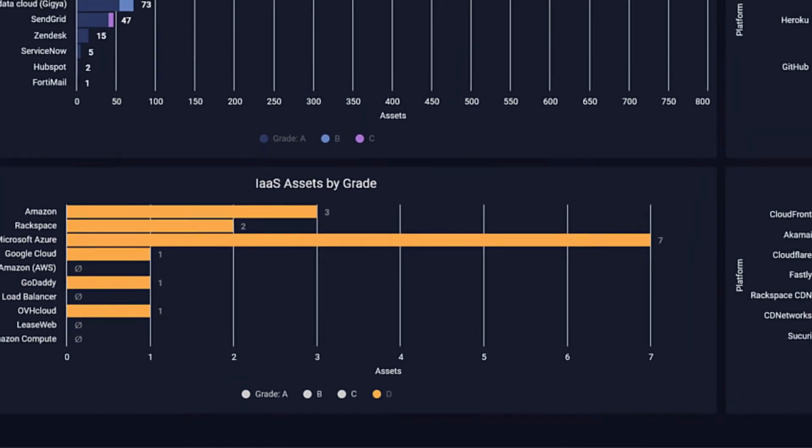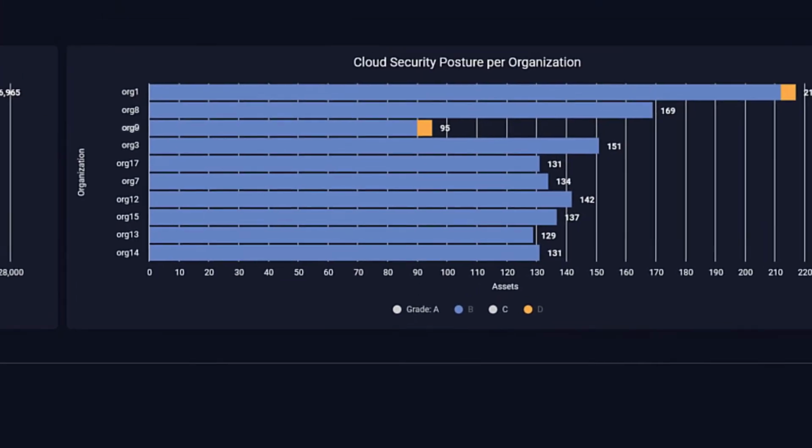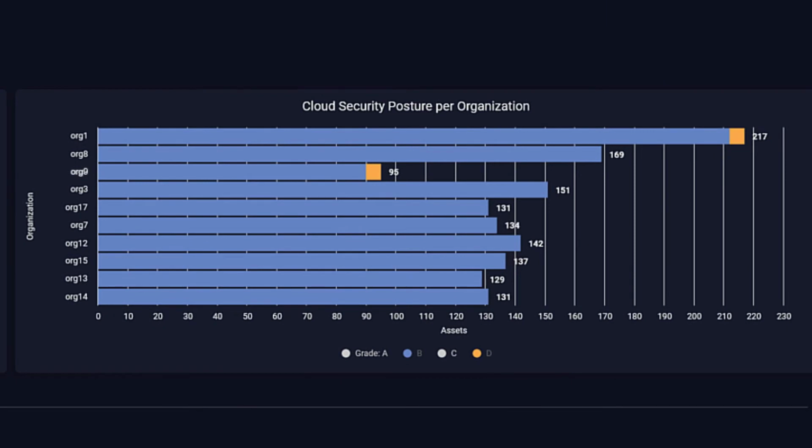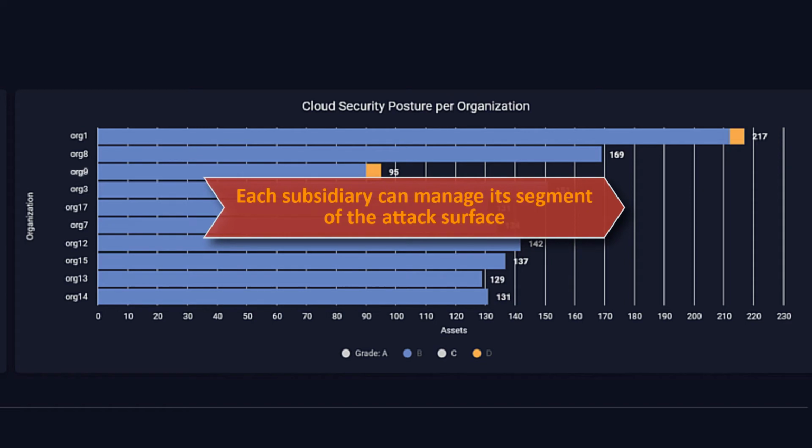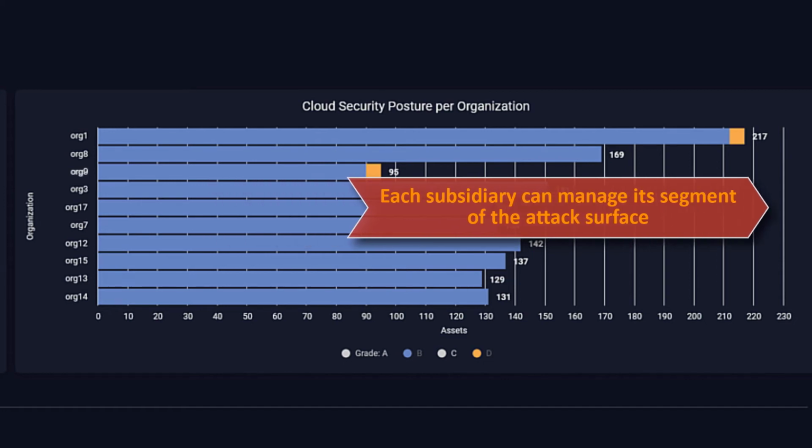We can also see and track how each organizational group or subsidiary is managing its cloud environments. It's important to note that CyCognito's role-based and team-based access control allows you to give each team or subsidiary in the organization visibility and control of only their own data.